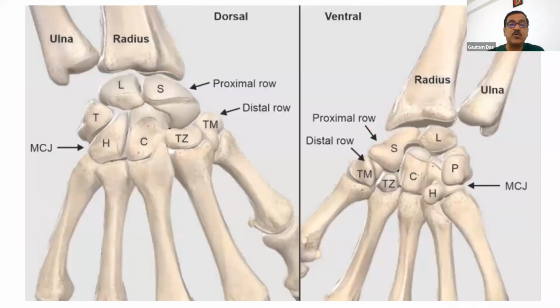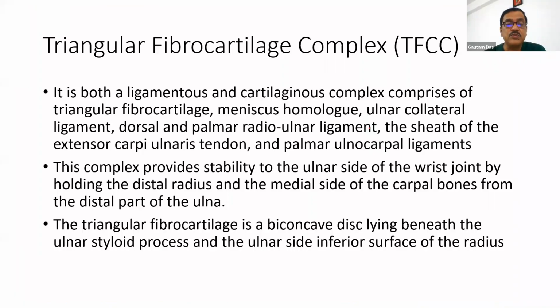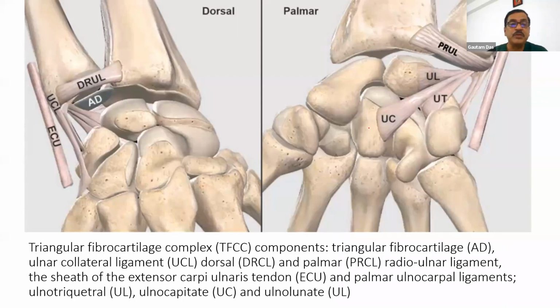TFCC, as I was telling, is the triangular fibrocartilaginous complex. So what is there in the triangular fibrocartilaginous complex? These pictures are all taken from our book. What are the components there? One is the triangular fibrocartilage. Here it is written as AD. It's like the meniscus there.